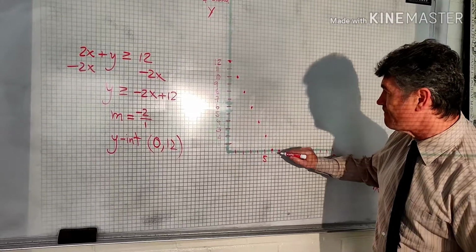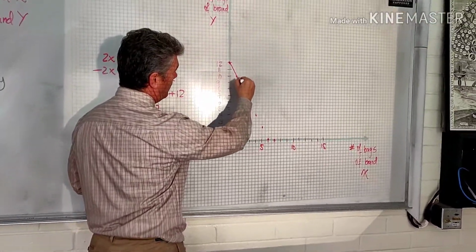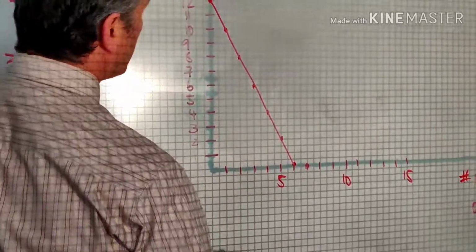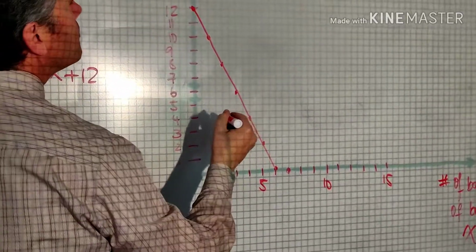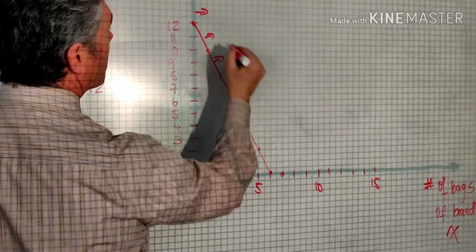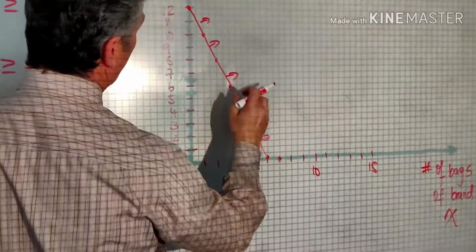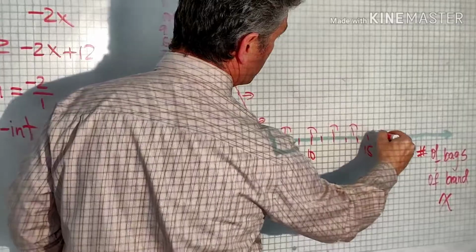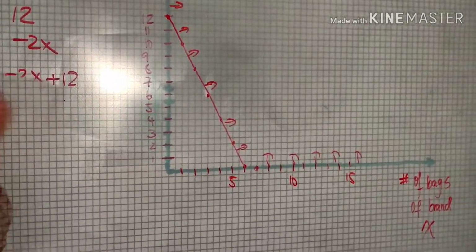Isn't that something? Okay, let's graph our line. And so, right now, the region we're talking about is to the right of the y-axis and above the line. When I graph, I shade above, and then above the x-axis. We move on to our next inequality.